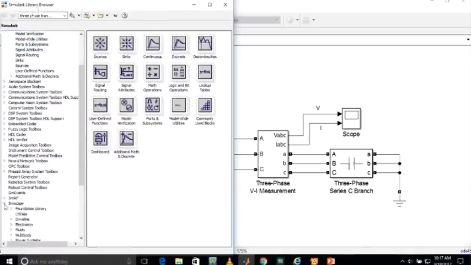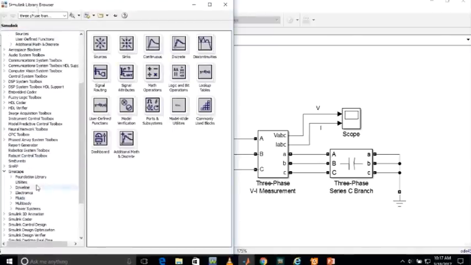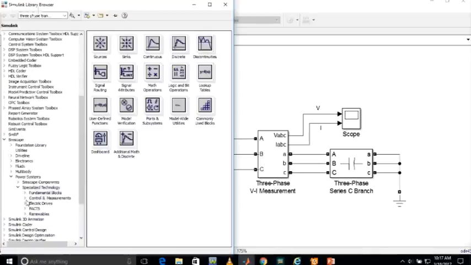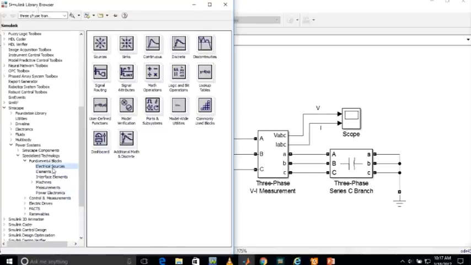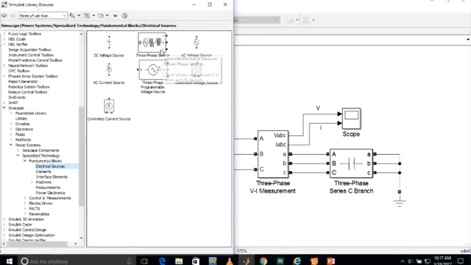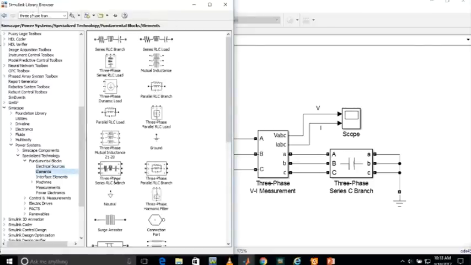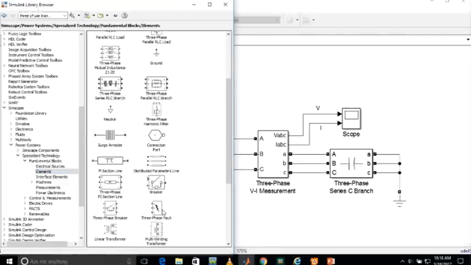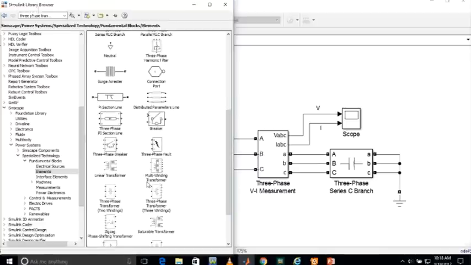in this system we have Simscape here. Coming to Simscape, we go for Power System. Then in Power System, we go for Specialized Technologies. In Specialized Technology, we go for Fundamental Blocks. If we go in Fundamental Blocks, there are Electrical Sources present. Yes, three phase source is there, right? And DC voltage source is also there. When you go for Elements, you can see the three phase RLC branch, series RLC branch, parallel RLC branch, and the loads are also present in the same block system.